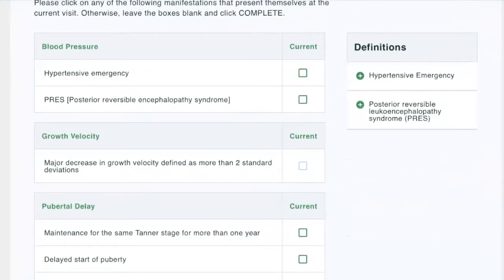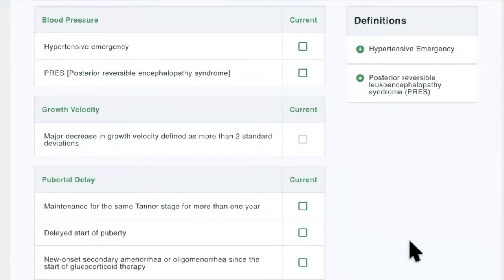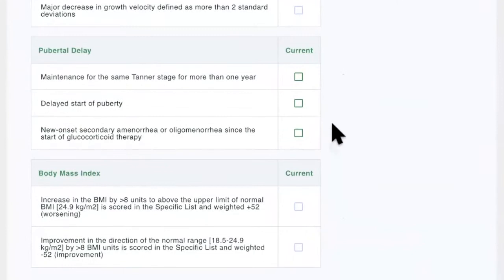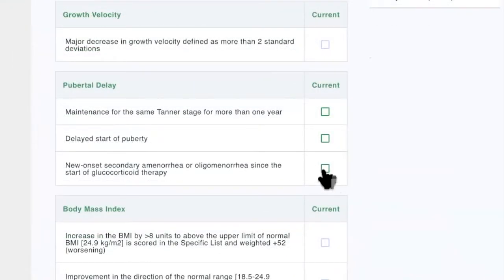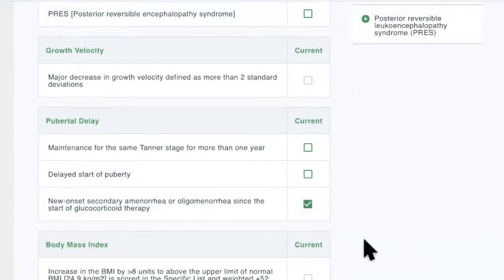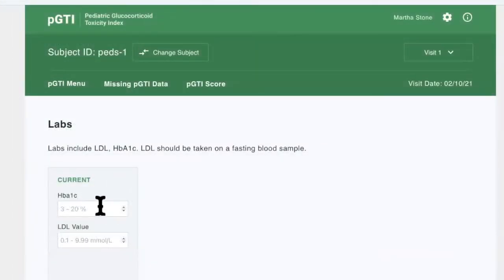She has had no serious manifestations of hypertension, no major problems with growth velocity. She has had secondary amenorrhea since starting steroids. We move now to labs. Her hemoglobin A1C is 6.4%, despite being on insulin, and her LDL in millimoles per liter is 3.2.